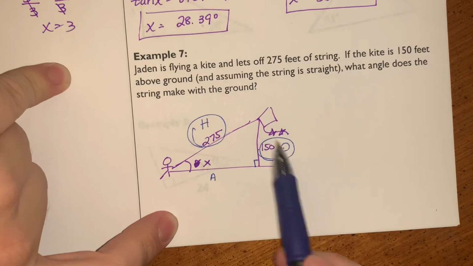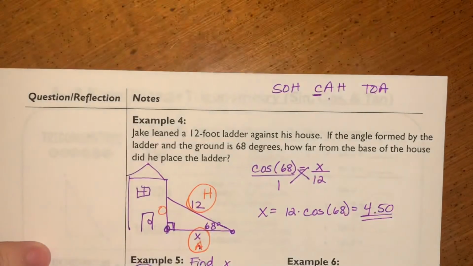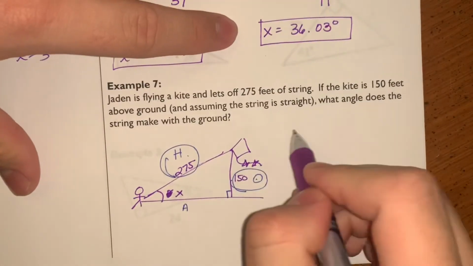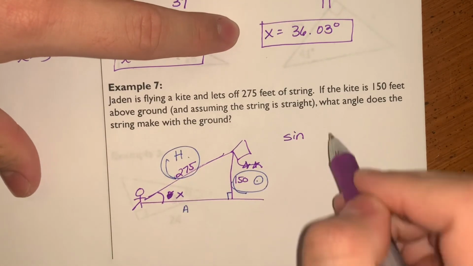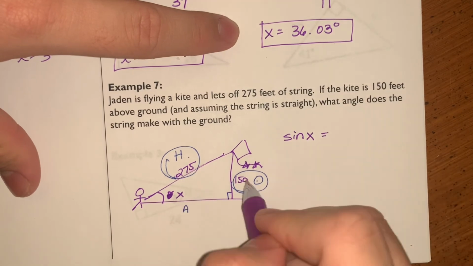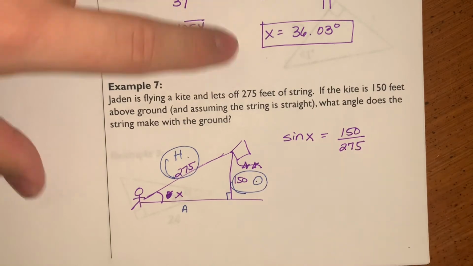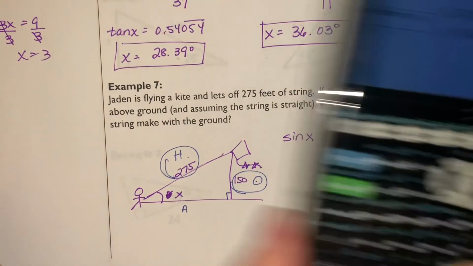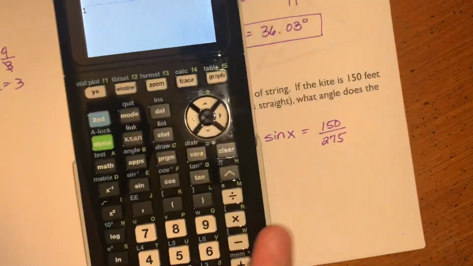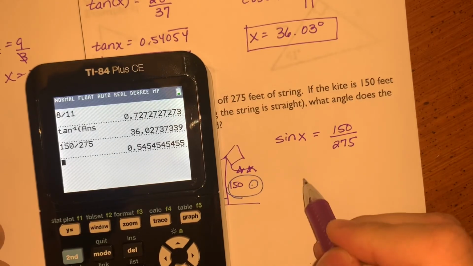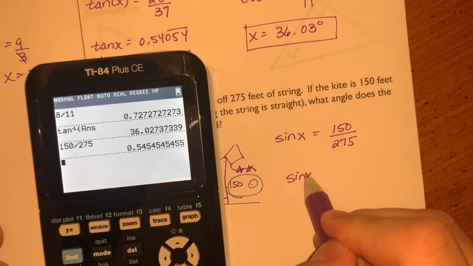So I know I have an opposite and a hypotenuse. So in SOHCAHTOA, opposite hypotenuse, there it is. I'm going to use the sine. So sine of whatever angle I want is equal to opposite 150 divided by the hypotenuse 275. All right, so I'm going to get 150 divided by 275. Oh, 54 repeating.